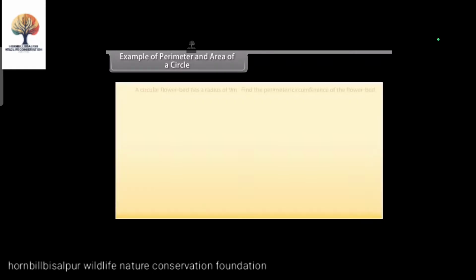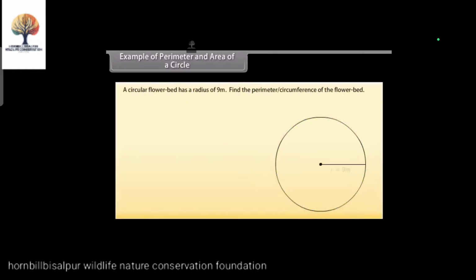Example 1. A circular flower bed has a radius of 9 meters. Find the perimeter or circumference of the flower bed. Solution. We know that perimeter P is equal to 2 into pi into r. Substituting the value we get, P is equal to 2 into 3.1416 into 9, which is equal to 56.5487 meter. So the perimeter or circumference of the flower bed is equal to 56.5487 meter.